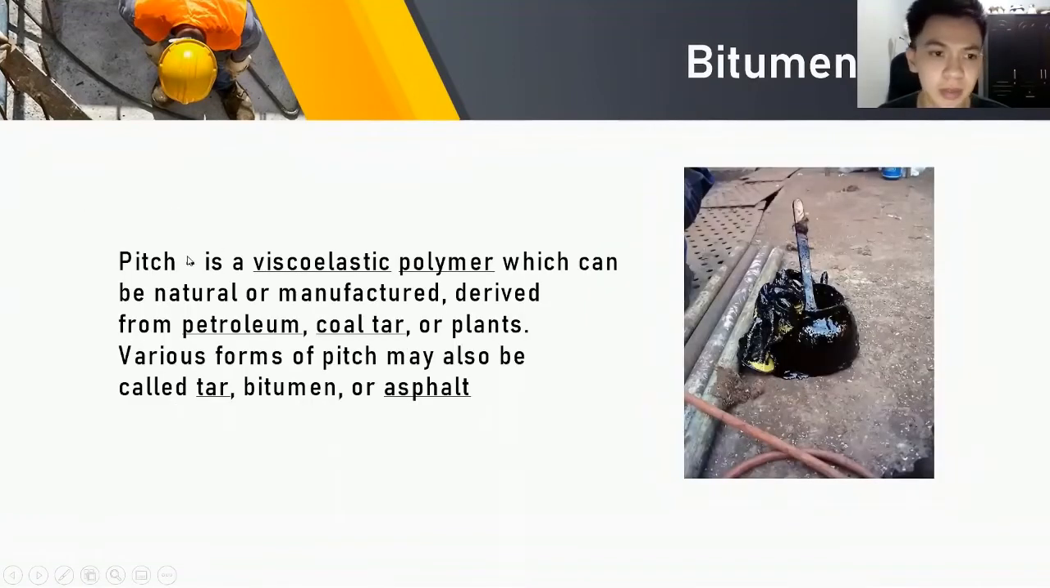So yung bitumen naman, pitch is a viscoelastic polymer which can be natural or manufactured, derived from petroleum, coal tar, or plants. Various forms of pitch may also be called tar, bitumen, or asphalt naman. Okay? So parang may pagkakahawig lahat. So pag sinabi naman natin viscoelastic polymer, yung polymer alam natin parang type yan ng plastic. Okay? Plastic. So viscoelastic naman, yun yung texture ng ating liquid.